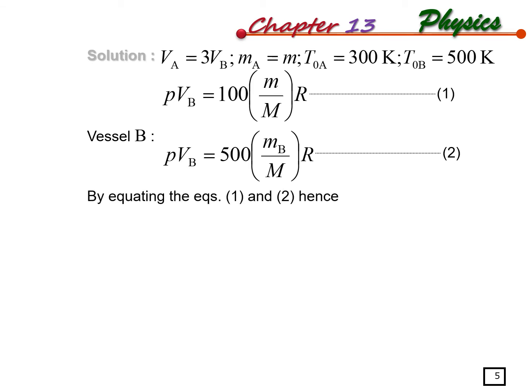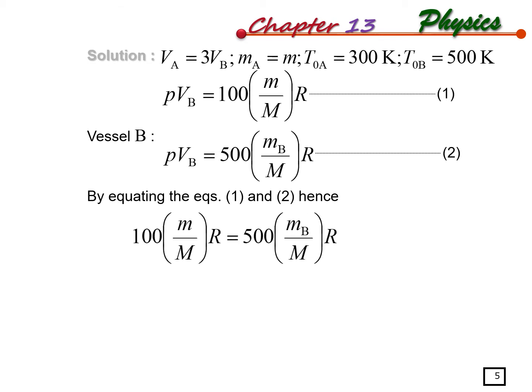Then we can solve equations 1 and 2 simultaneously. Since P V_B equals P V_B, replace in and find the mass of the gas in vessel B in terms of m, which ends up as m over 5.